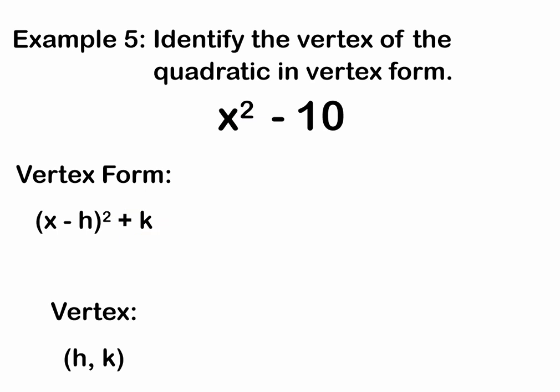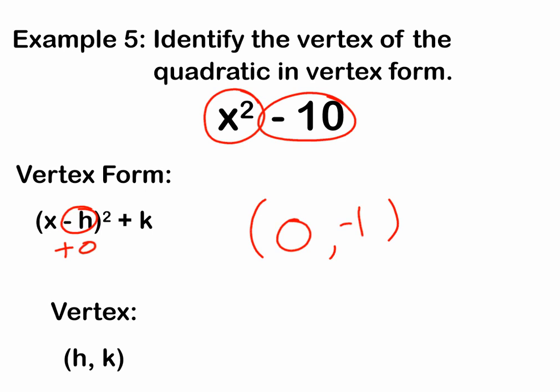Pause the video now as you try example 5. Press play to go over your answer. So again, this might have been extra tricky. On this one, notice how there's no parentheses, which means that my h value must have been 0. So h is 0 and k is negative 10.